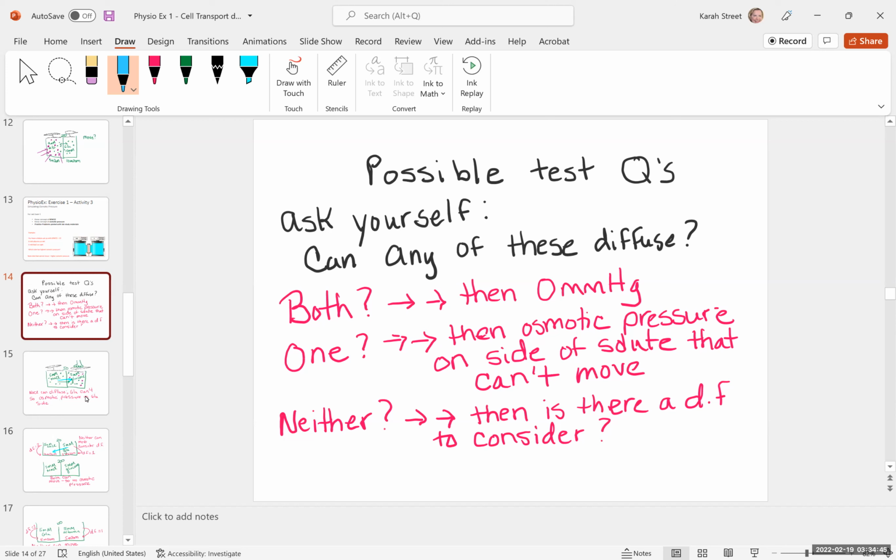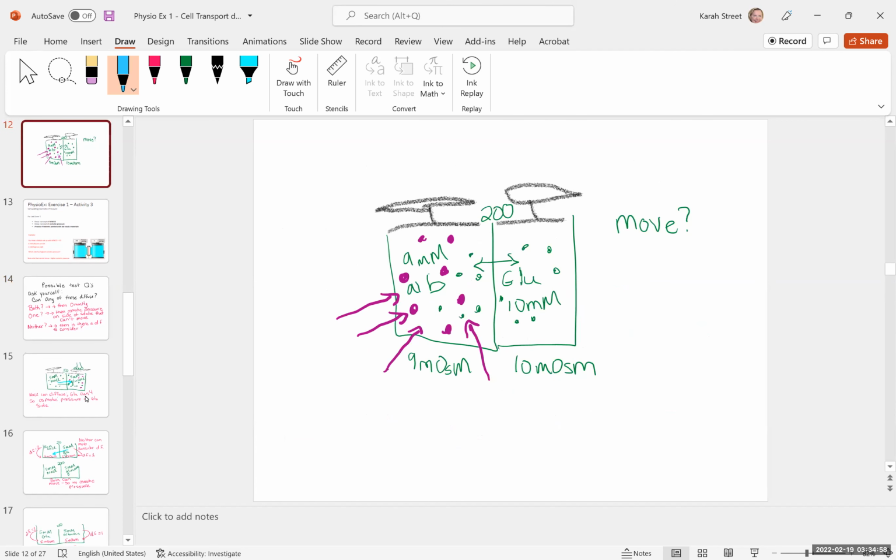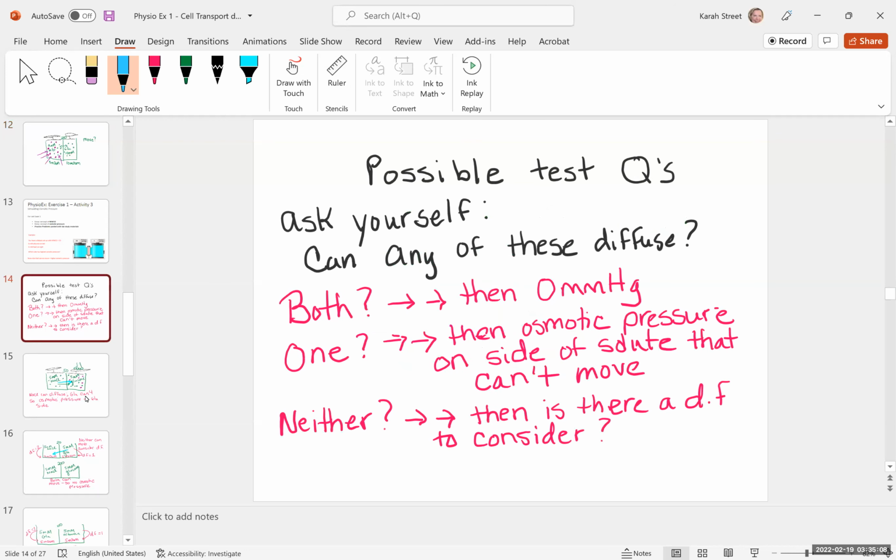But what if only one can move? Well, if only one can move, then the osmotic pressure will be higher on the side of the solute that can't move, just like we saw at the end of activity 3 with the albumin and glucose example. Glucose could move, but albumin could not. But what if neither of the solutes can move? Then you must consider dissociation factors. So let's use some examples.